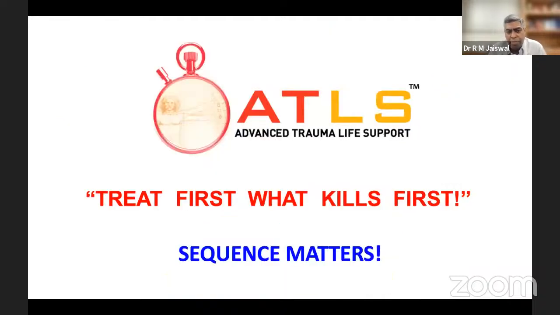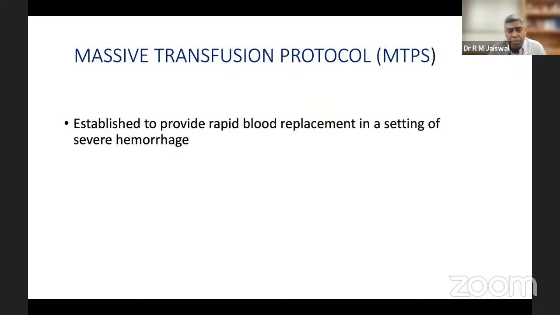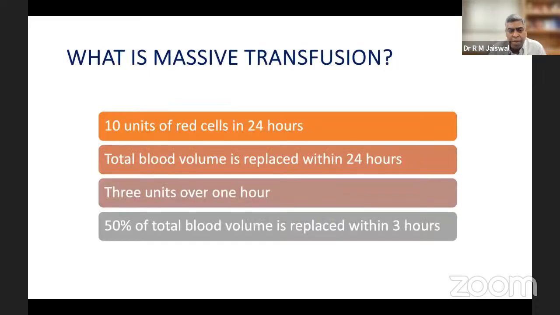And basically, treat first what kills first, and sequence is a very important factor. The massive transfusion protocol is established to provide rapid blood replacement in a setting of severe hemorrhage. There are so many definitions of massive transfusion: giving 10 units of red cells in 24 hours, or the total blood volume replaced within 24 hours, or 3 units over 1 hour. So you can decide on the basis of various definitions whether you are going to deal with the massive transfusion protocol.